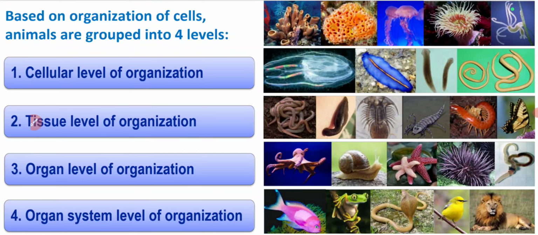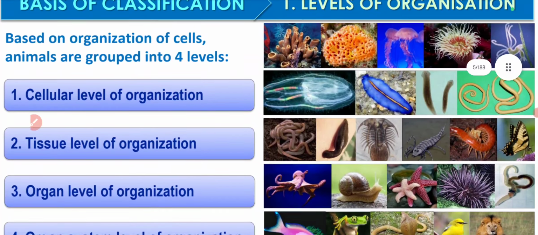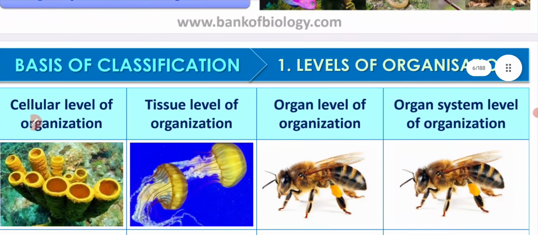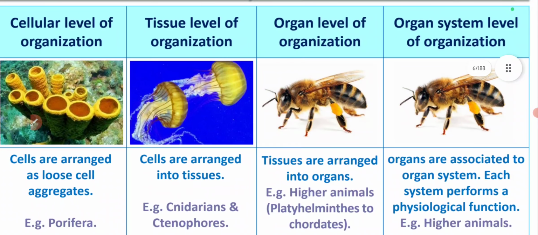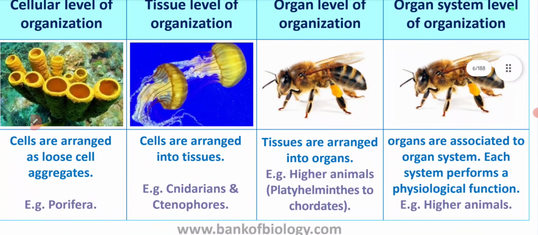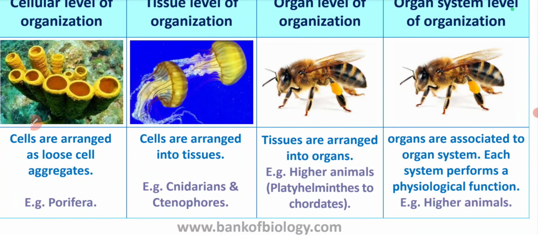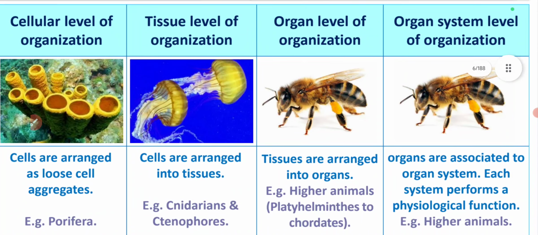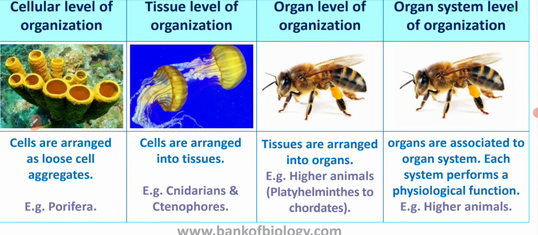Here you can see the diagrams of these 4 different types of organization, by which we differentiate animals into levels of organization: cellular, tissue, organ and organ system level. Cellular level of organization is where cells are arranged as loose cell aggregates. Example, Porifera, the first phylum of animal kingdom. Then tissue level of organization, and examples are Cnidarians and Ctenophores.